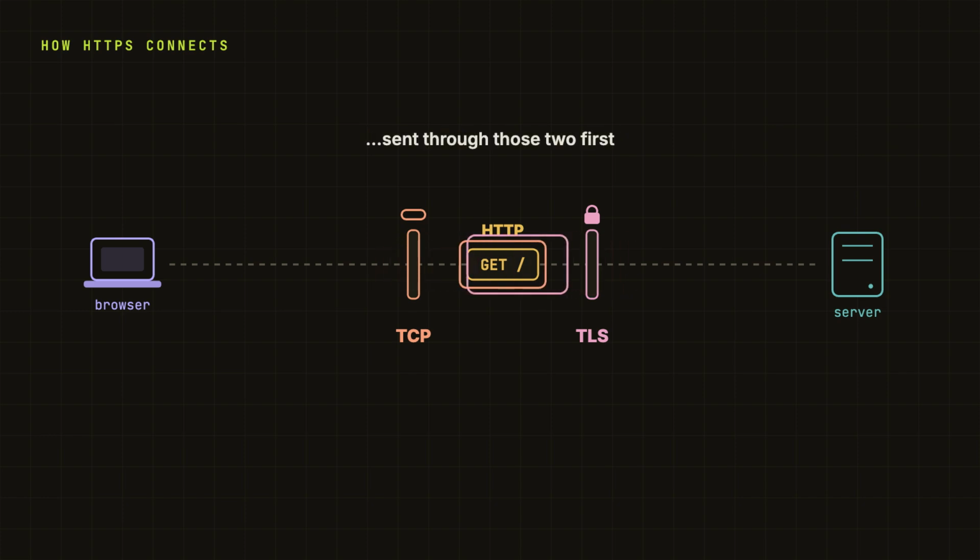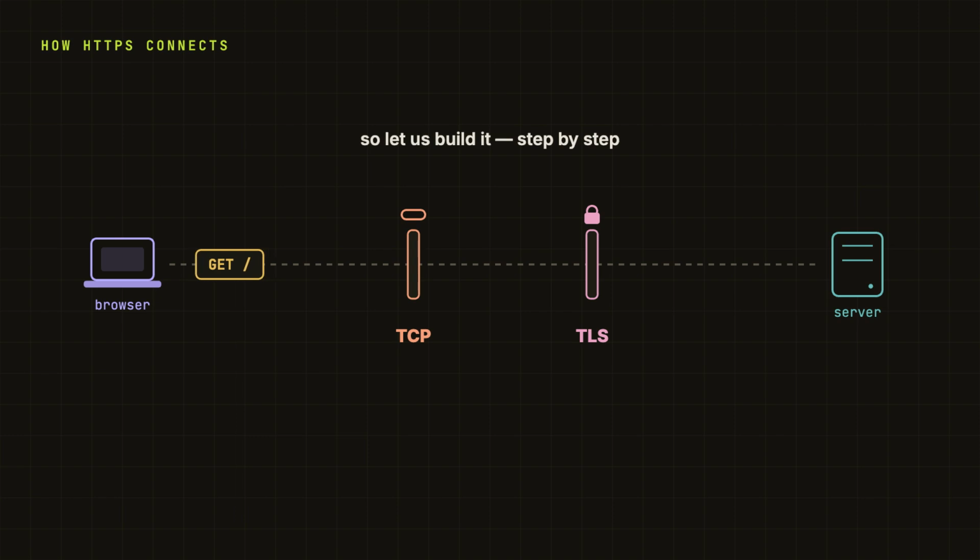Plain HTTP. Send through those two first. So it is not really a different protocol. It is the same request you already know, just made trustworthy before it goes out. So let us build it step by step. And by the end, the padlock is going to mean something very specific. Honestly, kind of different from what most people think.